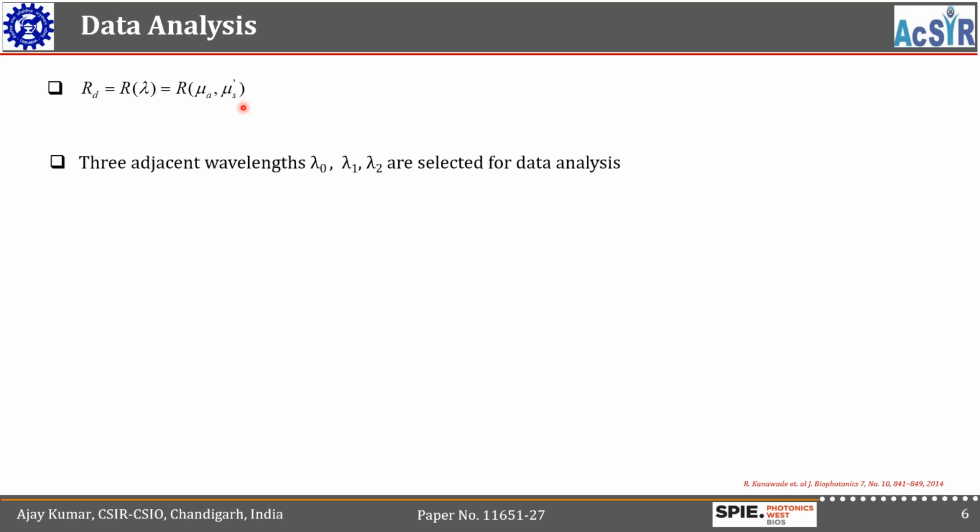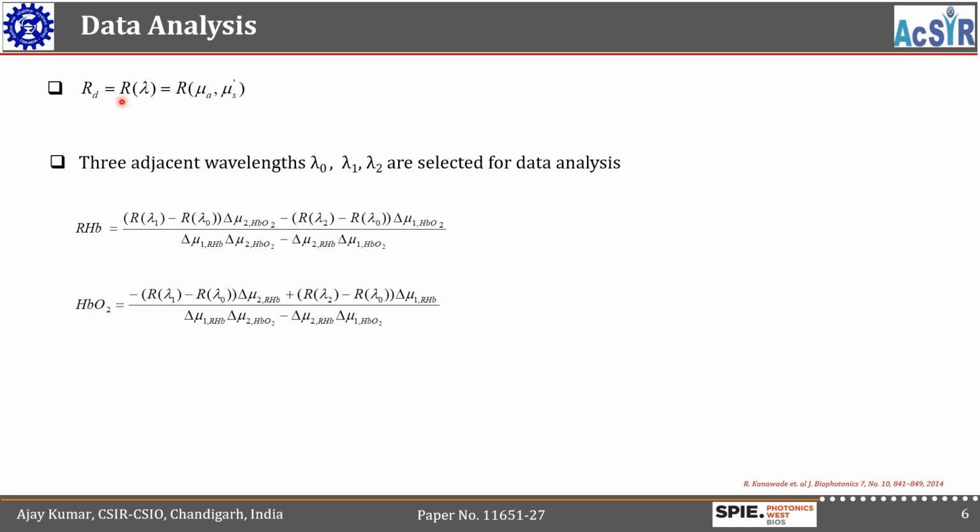So in order to avoid that, we have selected three adjacent wavelengths and substituted them in this equation. After solving these equations, the reduced hemoglobin and oxyhemoglobin are obtained, which are given in these equations. One can get oxygen saturation by using these equations.